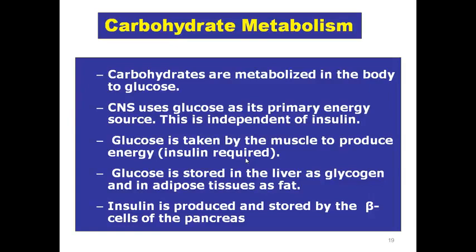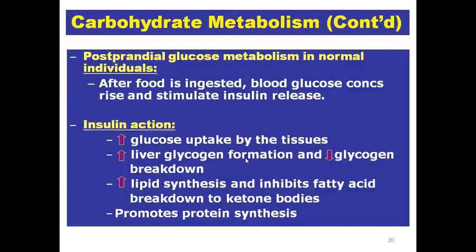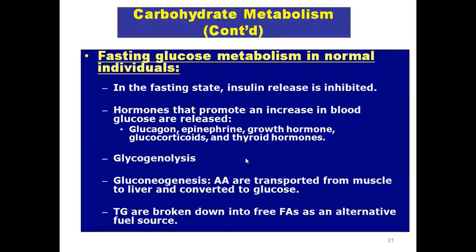Insulin is produced and stored by the beta cells of the pancreas. So what happens after the food is ingested? Blood glucose concentration rises, which stimulates the insulin release. Insulin in turn causes increased glucose uptake by the tissues, increases glycogen formation, decreases glycogen breakdown, increases lipid synthesis, inhibits fatty acid breakdown to ketone bodies, and promotes protein synthesis. In turn, the blood glucose levels start falling.